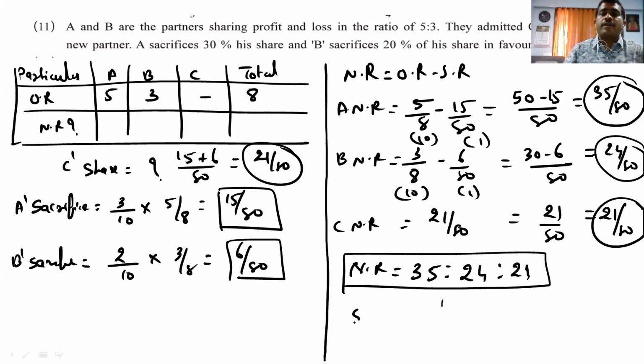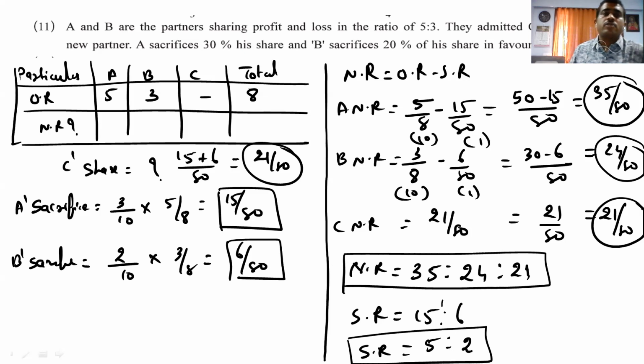Then we have to find the sacrifice ratio. What is the sacrifice ratio? 15 is to 6. Divide: 3 5s are 15, 3 2s are 6. So the final is 5 is to 2.